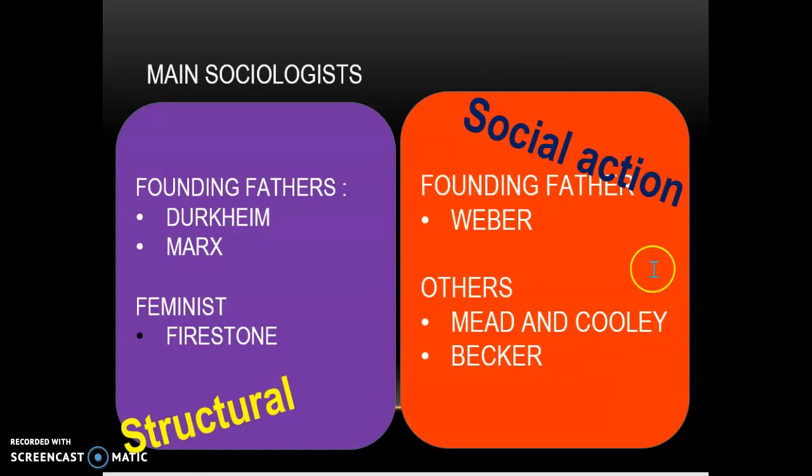This is in comparison to social action theorists such as Weber, who instead looked at individual meanings. Other sociologists who are also considered social action theorists are our interactionists such as Mead, Cooley, and labelling theory, Becker, who instead of exploring society from a structural approach, looked at the meanings that people attach to their behaviour. Now, Weber is unique, and this is a bit of analysis. Even though we would associate him with social action, he also located the meaning of actions within a social structure. So it's really important to know that.